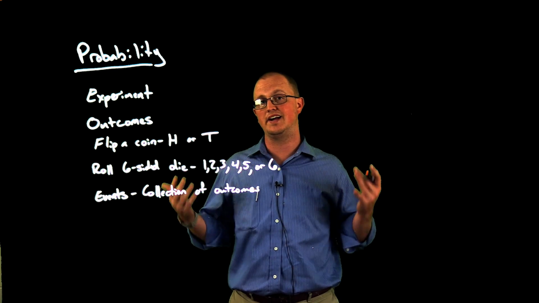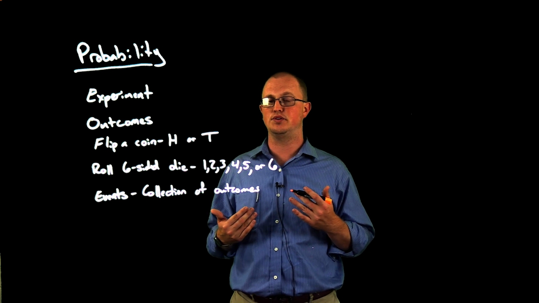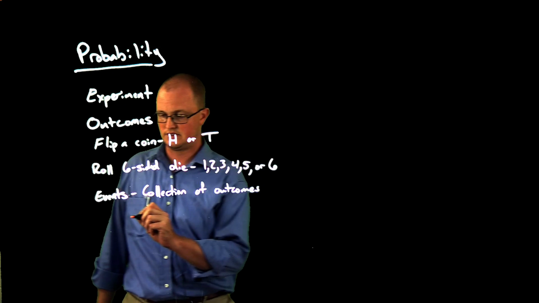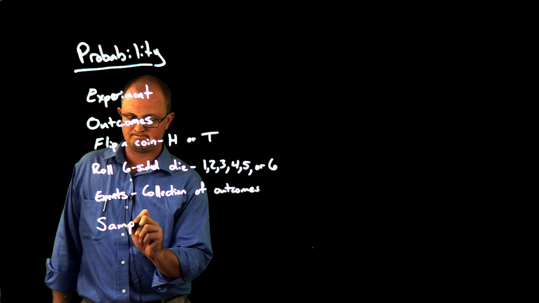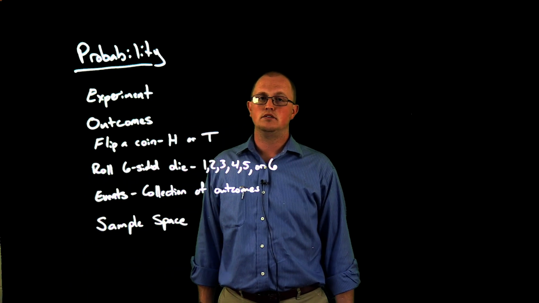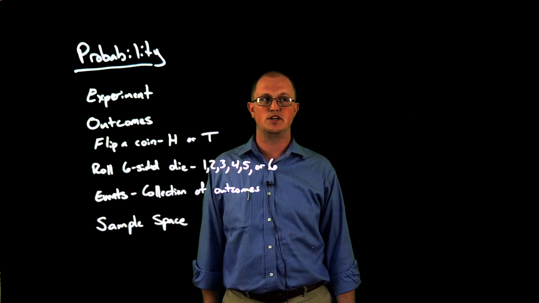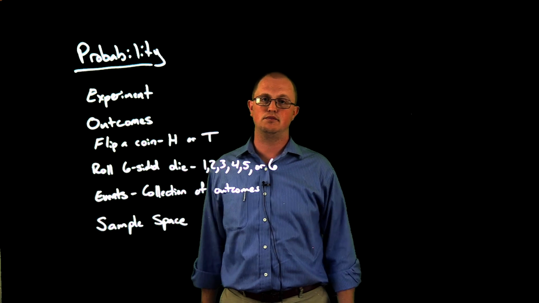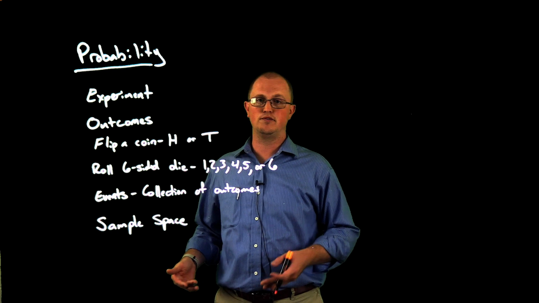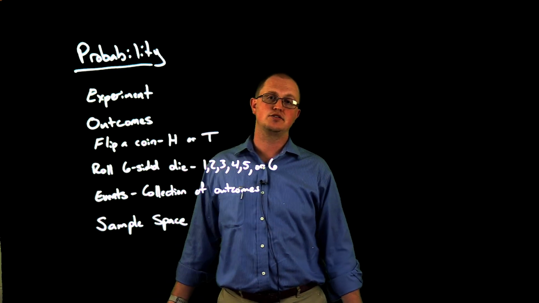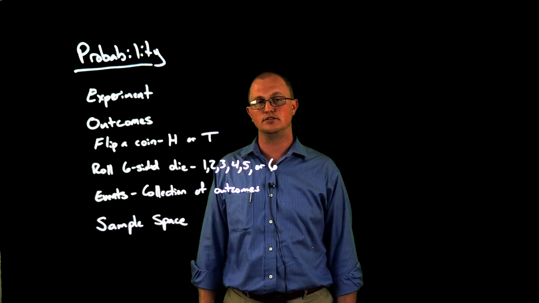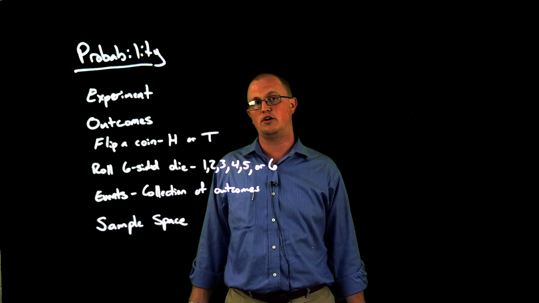And the whole collection of outcomes, all of the possible things that can occur from a given experiment, is called the sample space. So if I'm flipping a coin, my sample space is heads or tails. If I'm rolling a six-sided die, my sample space is 1, 2, 3, 4, 5, or 6. If I'm asking a student what they're majoring in, then my sample space is all of the various majors that were offered at KWC.